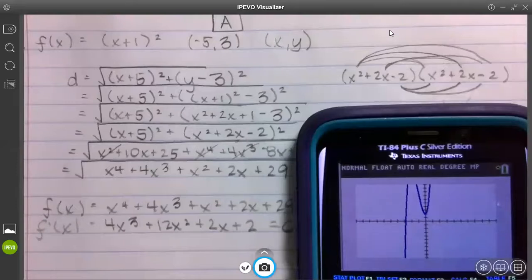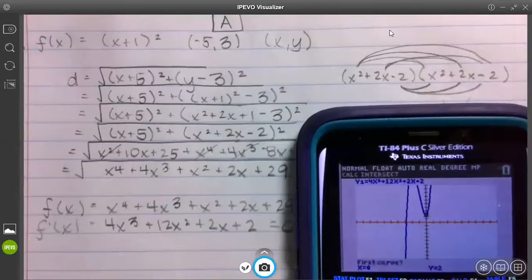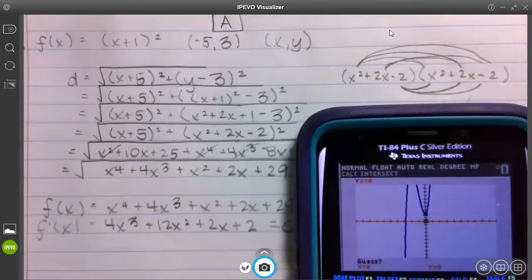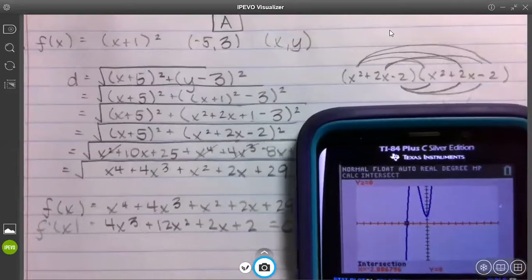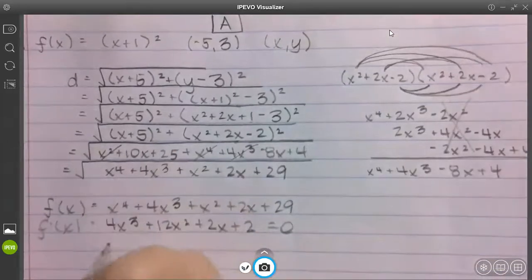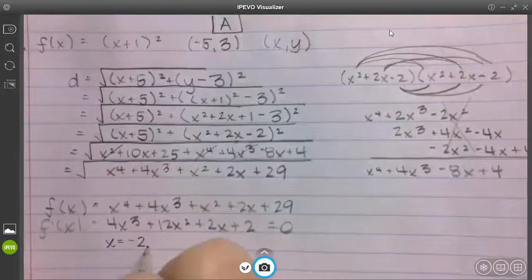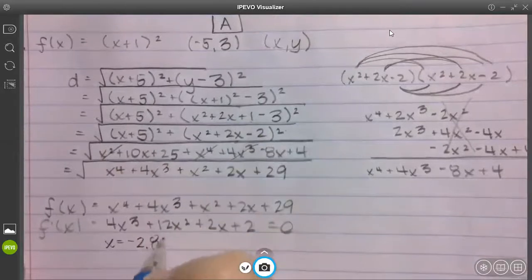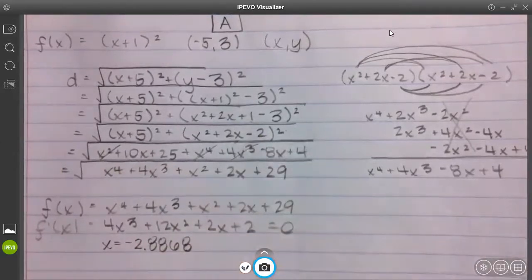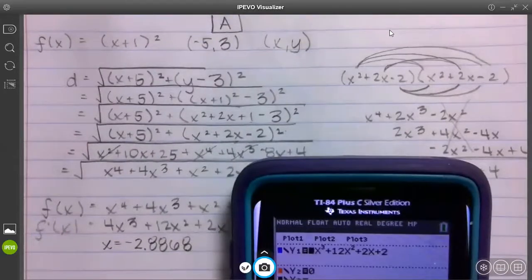You guys can see that there's only one, and as soon as it finishes graphing, I'll find that for you. There's my 0. Second trace, intersect, enter, enter, enter. Then we get negative 2.8868. X equals negative 2.8868. How do we find our y? We plug it back into our original equation.